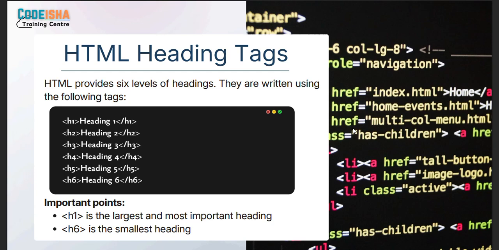Here we have two important points. H1 is the largest and most important heading tag, and H6 is the smallest heading tag in HTML. Let's write a piece of code to check how H1 looks and how H2 looks on the web page, using these heading tags.